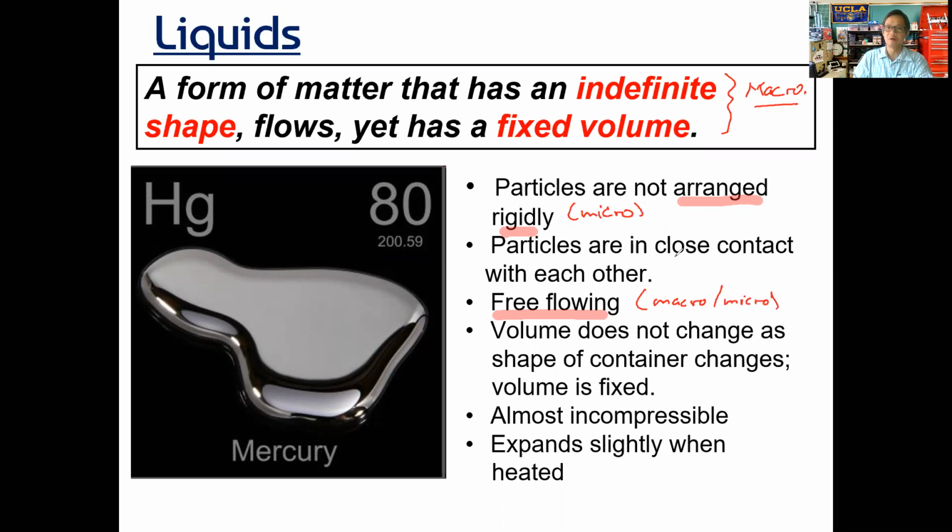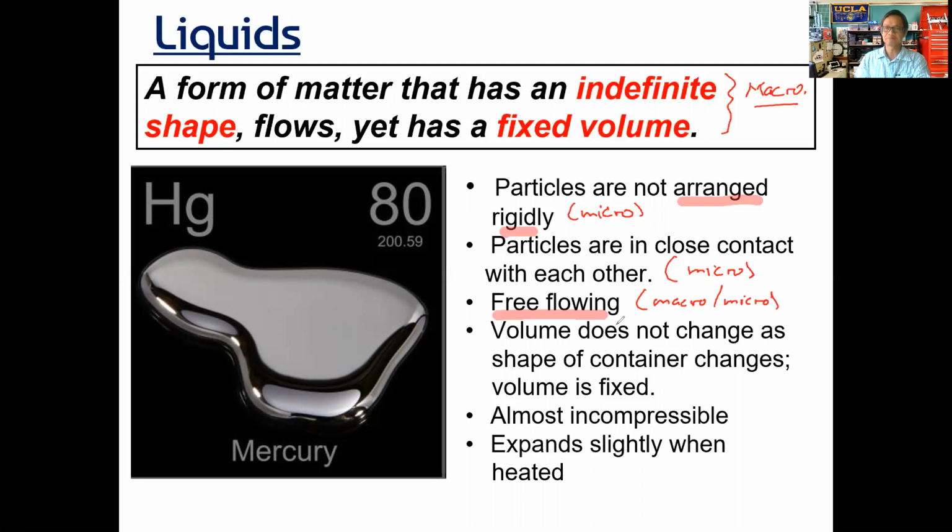Furthermore, we talk about particles that are in close contact with one another. This is a microscopic observation as well. When we say they're in close contact, that means they are not packed as closely as solids, but they're packed fairly close together, which leads to a greater density than, say, with gases. So this helps us understand why liquids are more dense than the equivalent gaseous state. We'll talk about that in just a moment as well.